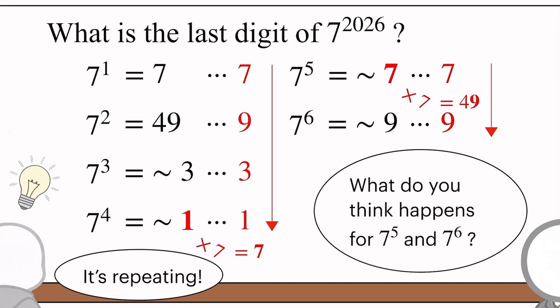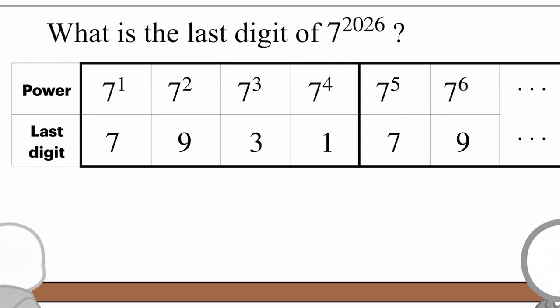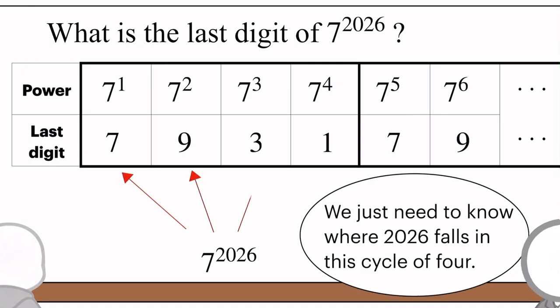It's repeating. Exactly. We're only multiplying the previous last digit by 7 each time, so the last digit keeps repeating in the same cycle. So the pattern is 7, 9, 3, 1, and then it starts over. Right. And how many numbers are in that pattern? 4. Good. That means the last digit repeats every 4 powers. So we don't actually need to calculate all the way up to 7 to the power of 2026. Exactly. Here's what we get when we list the powers of 7 and their last digits in a table. We just need to know where 2026 falls in this cycle of 4.